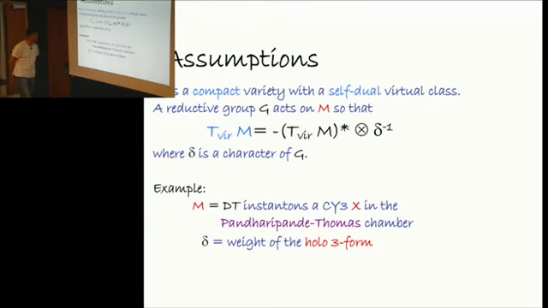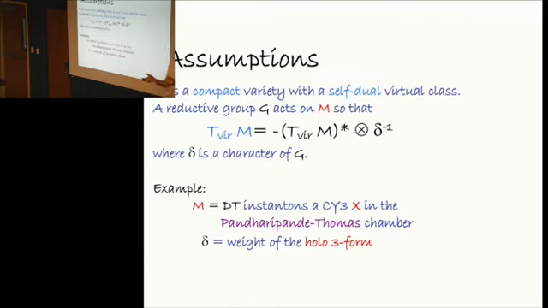So the assumptions will be the following. We'll start with a compact variety with a virtual self-dual class, and let some group act on it. And what does it mean that a group acts on this variety? What am I going to do to the duality?